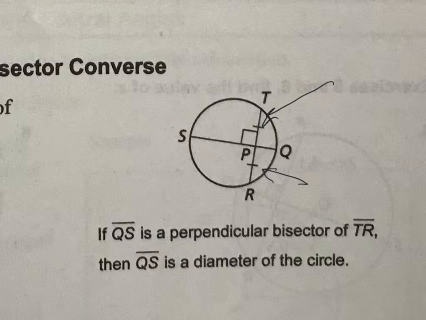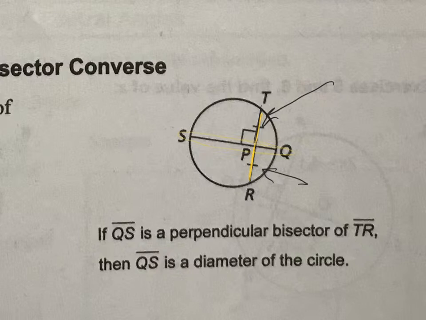Okay, so if TP is marked as being congruent to, let me use a different color here, to PR, if those two are congruent to each other, then you know that the arcs are congruent. And that means that SQ must be a diameter. There's nothing there that shows that SQ is a diameter. But now that you have that TP and PR are congruent to each other, that tells you that it has to be a diameter.